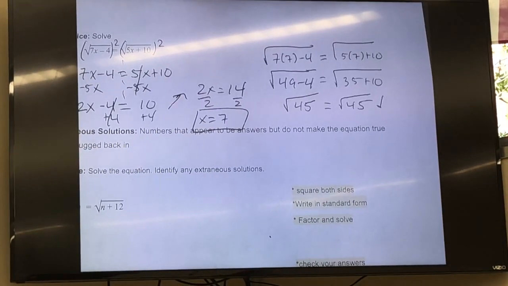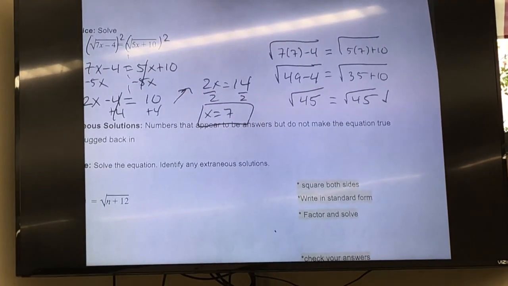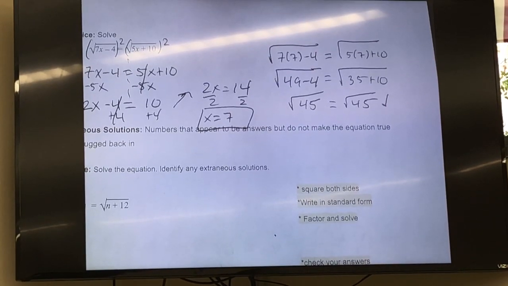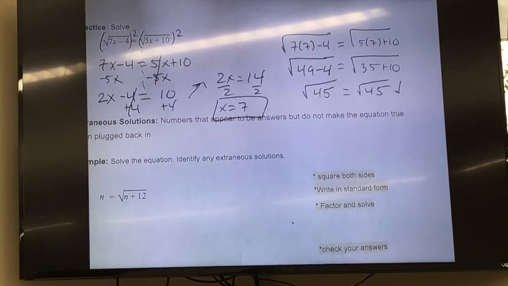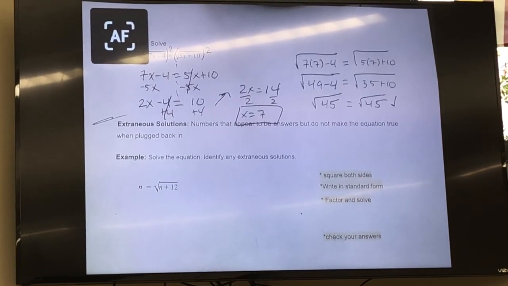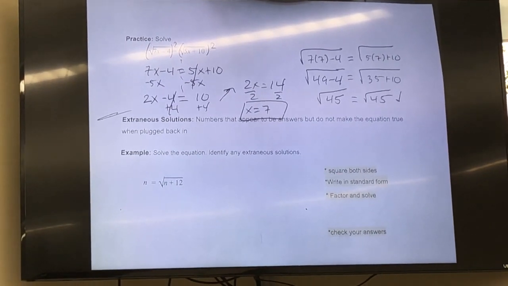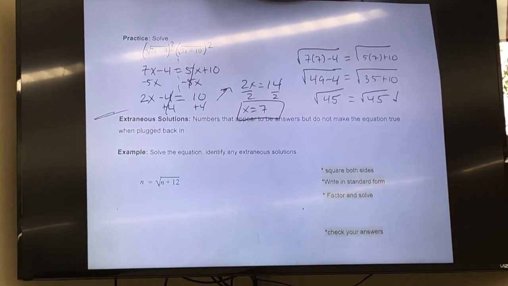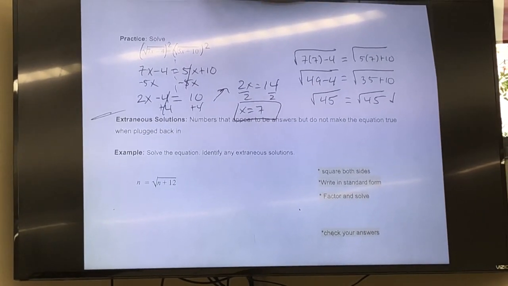You may be asking yourself, why have I needed to plug it always back in? Because everything we've done so far has worked. You're correct. Everything we have done so far is working. Moving into our next type of problem, we're going to have sometimes two answers.